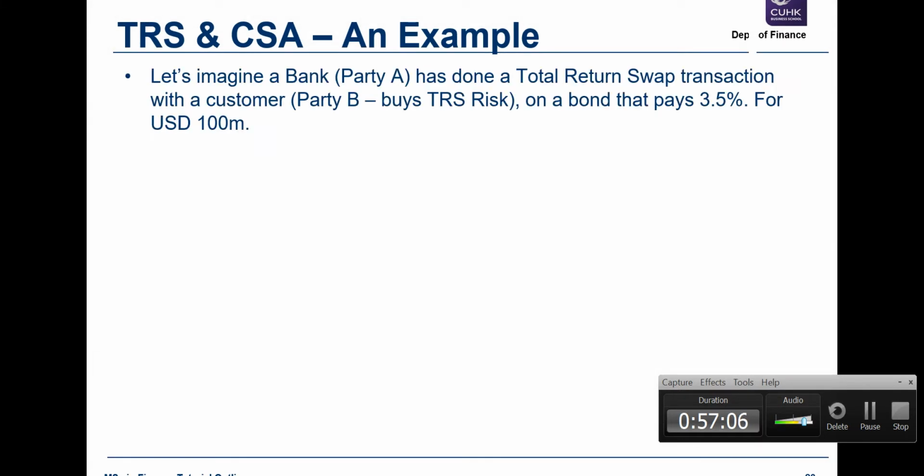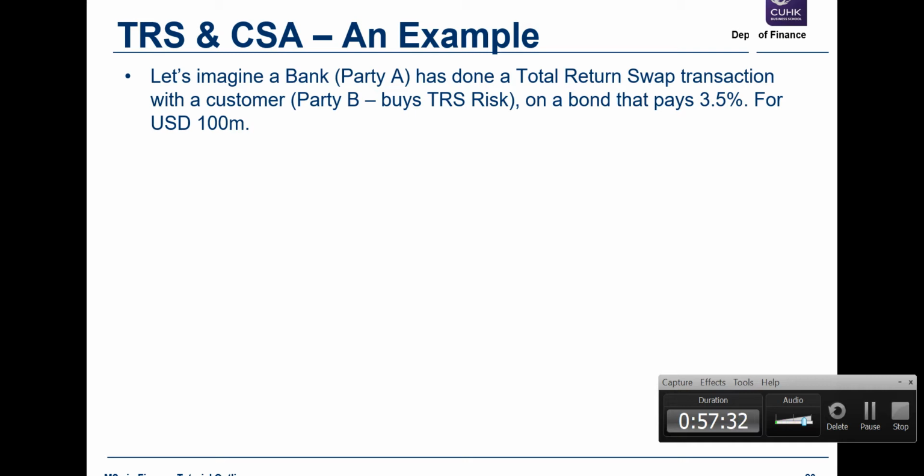On CSA, let's just imagine that there is a bank, and they have, as party A, done a total return swap or TRS with a customer who's party B. Party B is the one who wants the risk. And so party B basically wants to take credit risk.